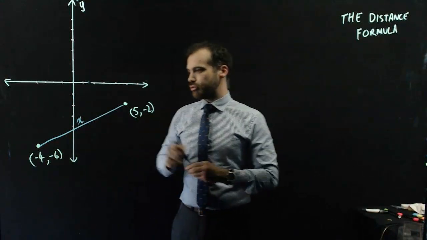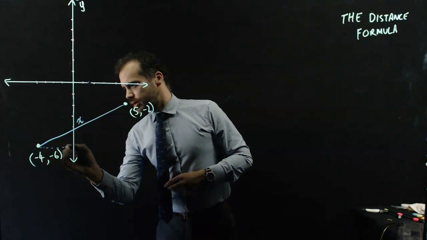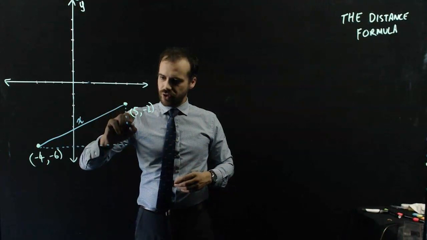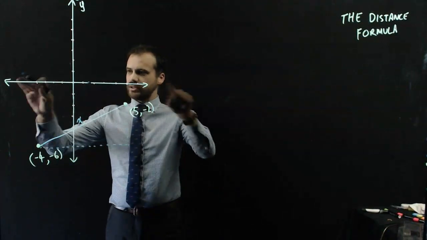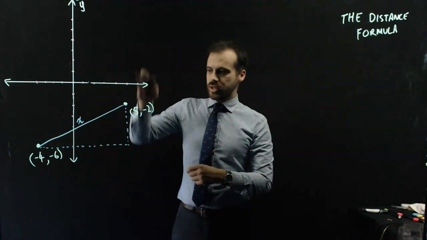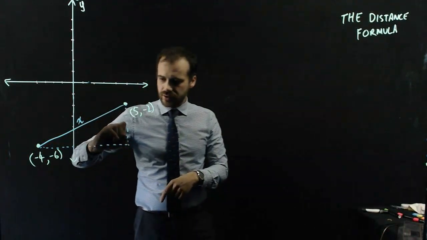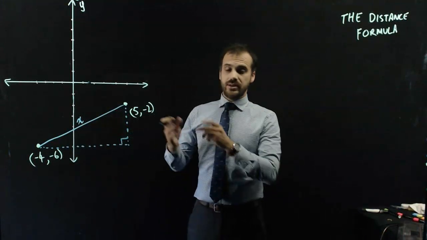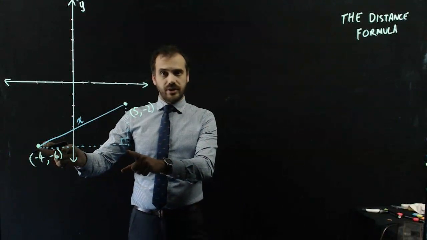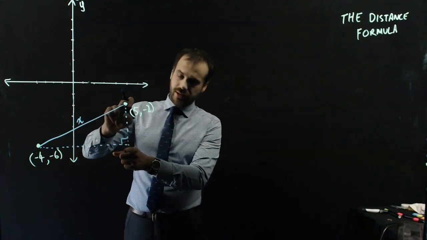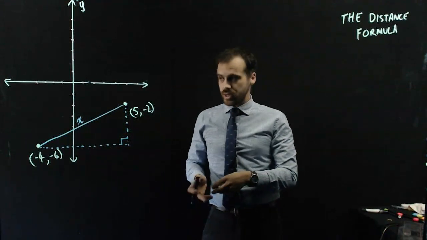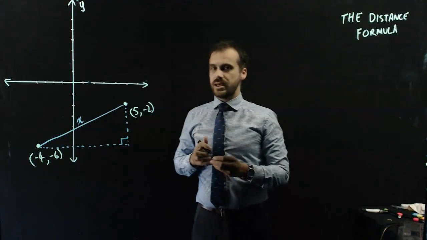Now I'm just going to draw in a horizontal line, and I'm going to draw in a vertical line. You can see this line is parallel to that line, and that line is parallel to that line. Now, a horizontal line and a vertical line meet at a right angle, and now I have a right angle triangle. If I can find that length, and I think I can, and if I can find that length, and I think I can, then I can use c squared equals a squared plus b squared to give me the answer.